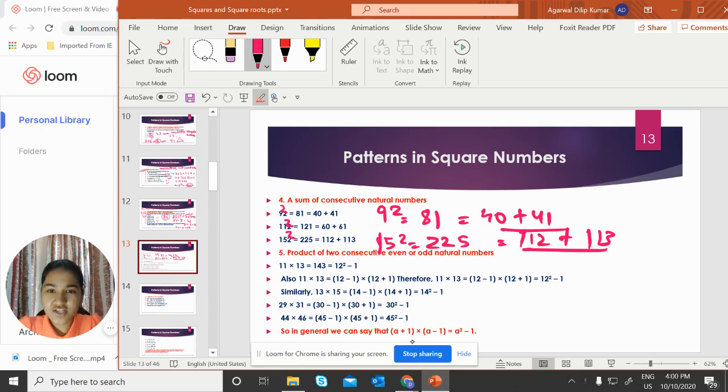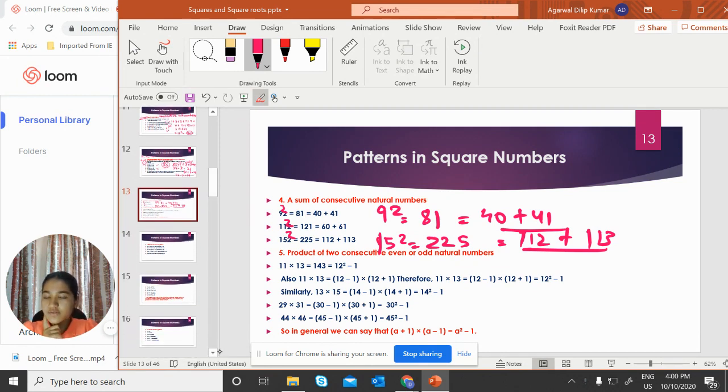Right. So in the last session, I had taught you about 4 patterns. Am I right? Yes. So today we'll be studying more patterns. Let's go with the 5th pattern.